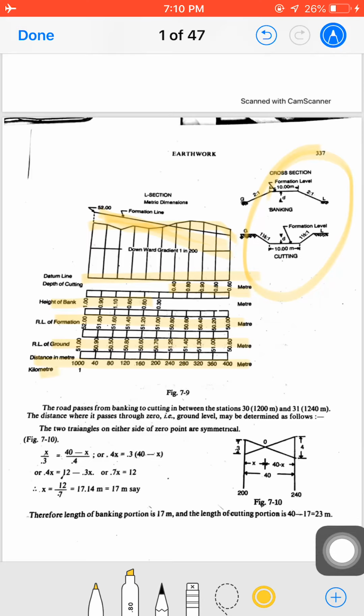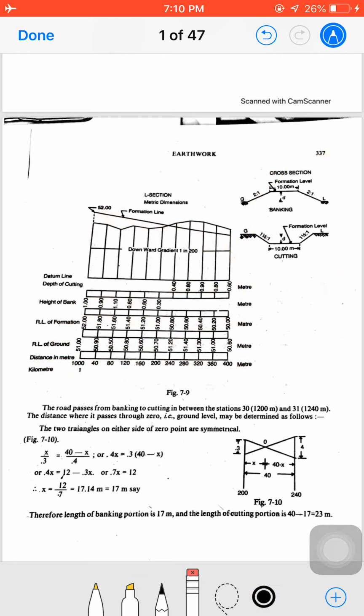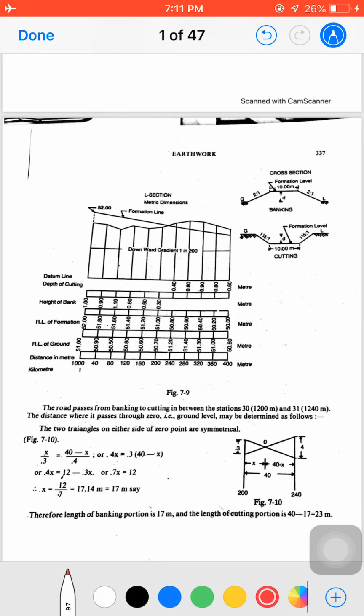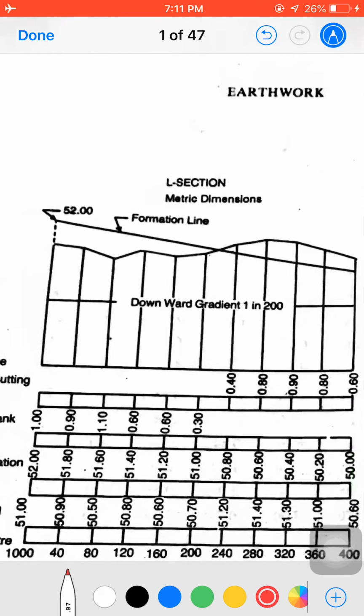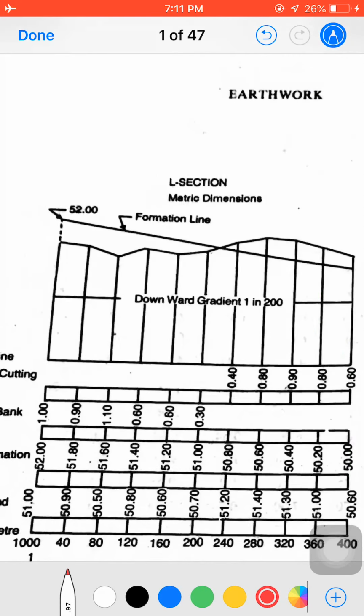Now you see here the road passes from banking to cutting between the station 30 and this station, that is from 1200 to 1240.